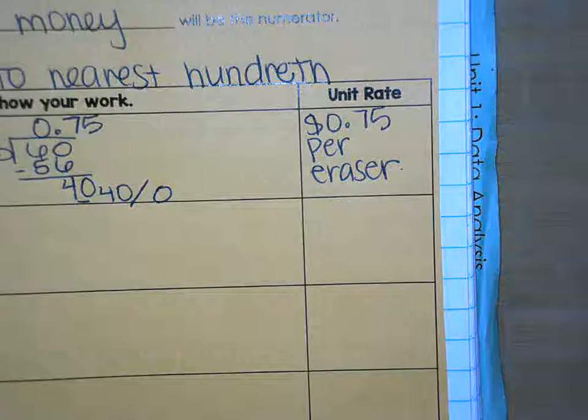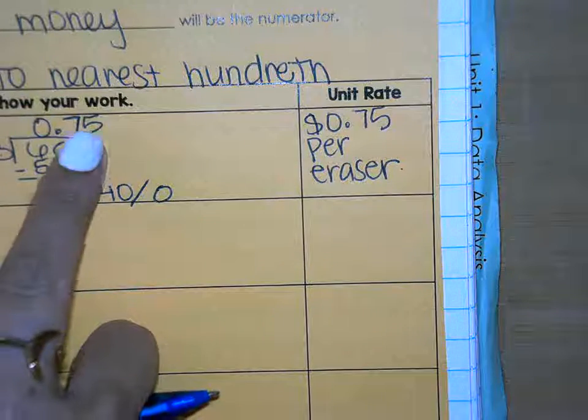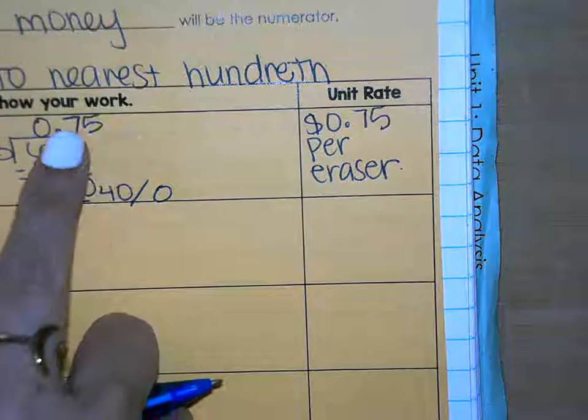eraser. I have to have that entire thing. If I do not have that entire thing, I am not correct. I am wrong. I will lose points because my label is not right. But I didn't even have to round there because it ended perfectly. If it didn't end perfectly, I would go one more spot and then I would round.